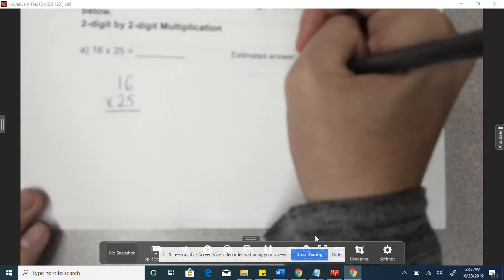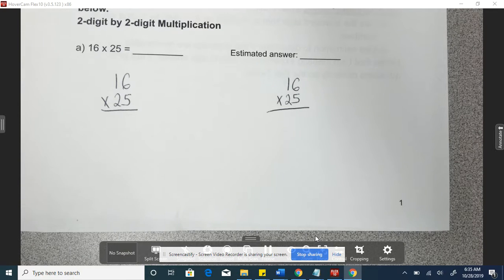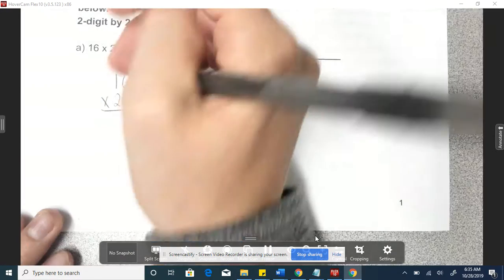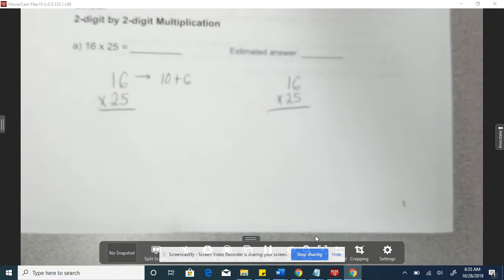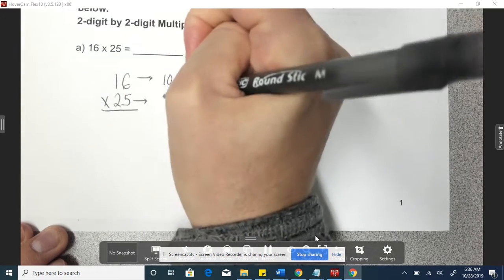So I'm going to show us two ways to do this. We're going to expand. Ooh, I'm sorry, that's still blurry. It'll work itself out. But we're going to expand this number, but I'm also going to show you how to do it just using the regular standard algorithm. Choose one way to do it, but please make sure you're following along with the other way. We're going to expand 16 so that it's 10 plus 6. There we go. And then we're going to expand 25 so that it's 20 plus 5.